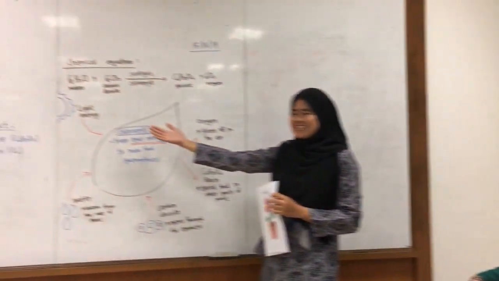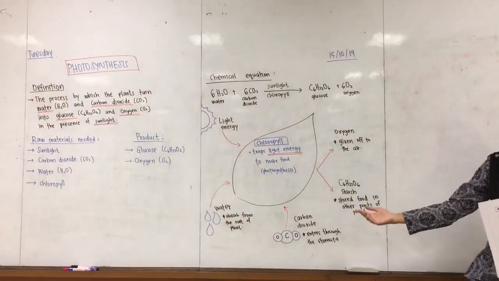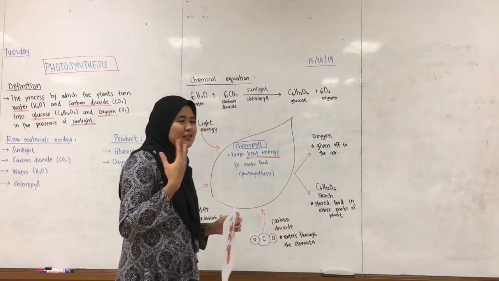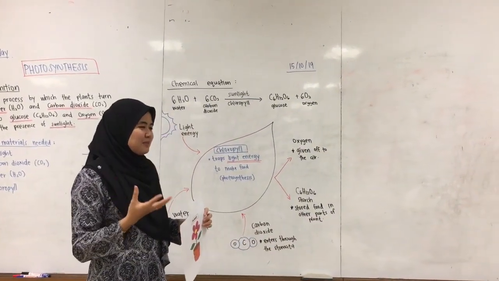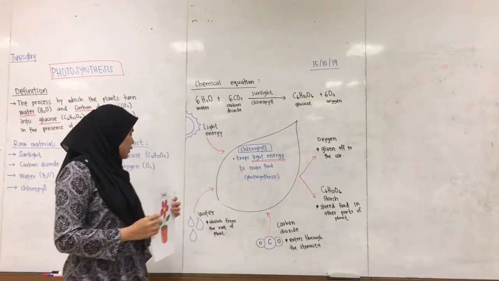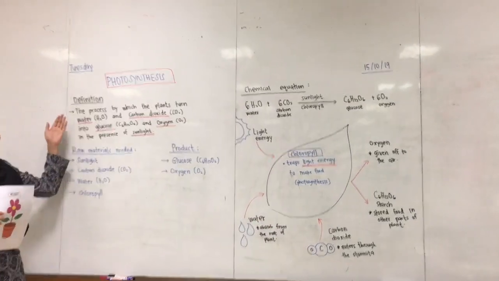We as humans, we do the respiration process, right? But plants make their own food through a process called photosynthesis. Okay, photosynthesis. First thing first, before we start, in order for us to love something, we must know the definition of it, right? Alright, so we go first to the definition of photosynthesis.